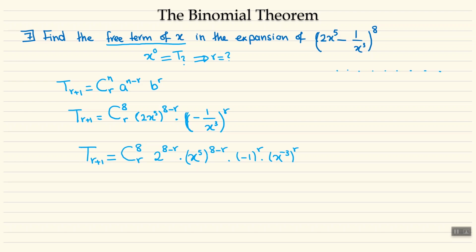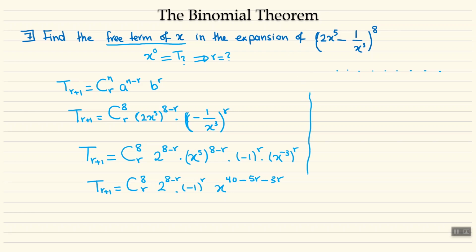Now you see here x has 2 powers and here x has 2 powers. Let's multiply these 2 powers. So T(r+1) equals combination 8 r, 2 to the power of 8 minus r, minus 1 to the power of r. I'm putting the numbers at the beginning. And x to the power of 40 minus 5r. Because we multiply 5 by 8, we get 40, 5 by r, 5r. And we multiply minus 3 by r, minus 3r. And since they're both x, the base is x, let's put the powers together. So we have one base, x, and the power is 40 minus 5r from the first x, and negative 3r from the second x. We just collect them together because it's the same base.